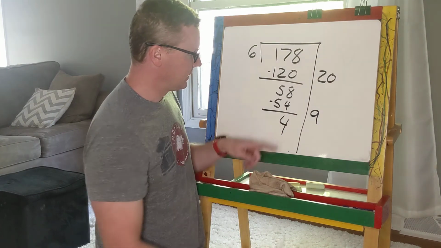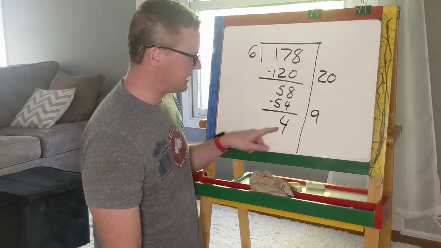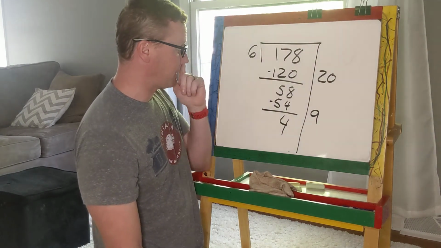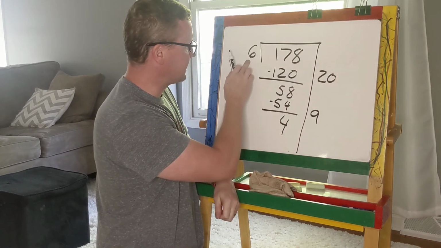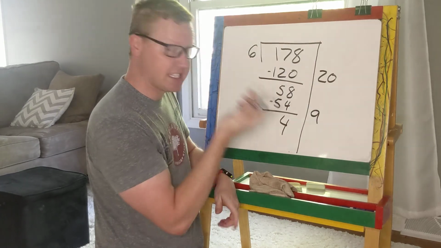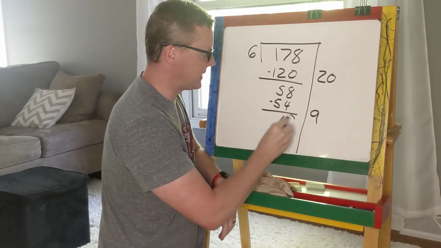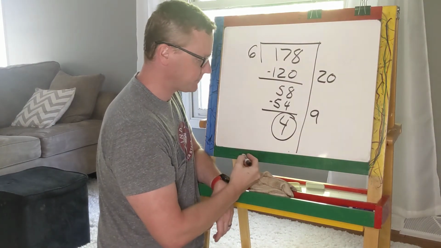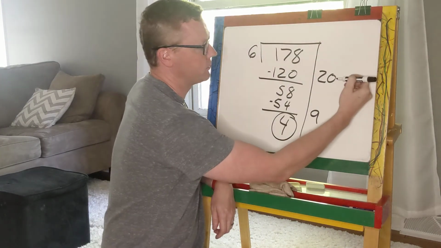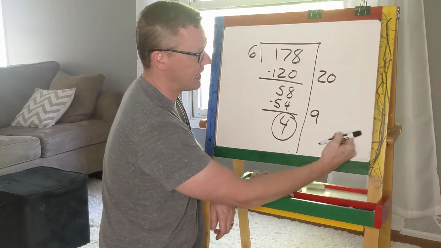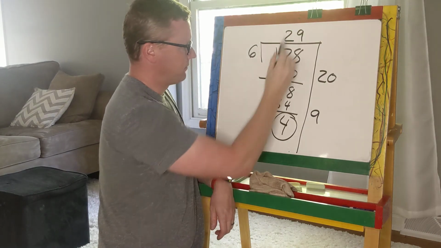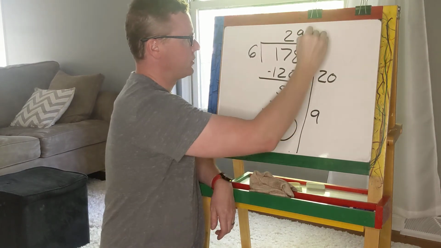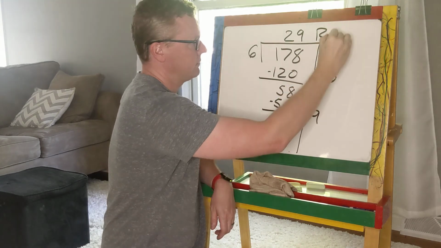Now I'm left with a 4. And like we said, we want to get this number to 0 or less than this number up here. So if it's less, that means you can't see how many times 6 goes into 4. It just doesn't. It's what we have left. It's our remainder. So to write our answer, we're going to do 20 plus 9 is 29. And remember to line up place values. And then we're going to do remainder 4.